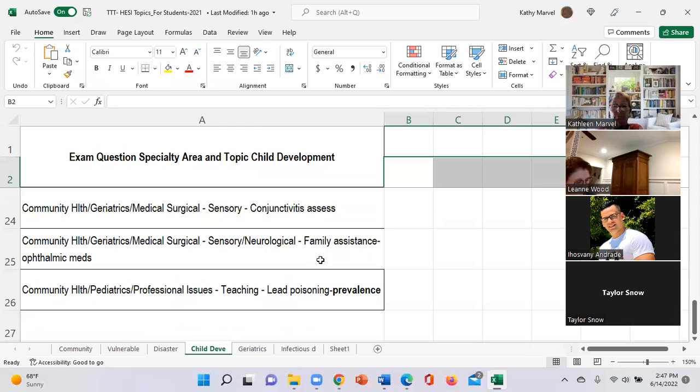Conjunctivitis. How do you assess for conjunctivitis? Since we found that on the HESI, that's why we put a question on the exam, is it exam 3 about conjunctivitis, or maybe exam 2? How do we get family assistance for ophthalmic medications? So maybe they're asking what resources the nurse might provide to help families paying for medications? I don't know. What do you guys think?